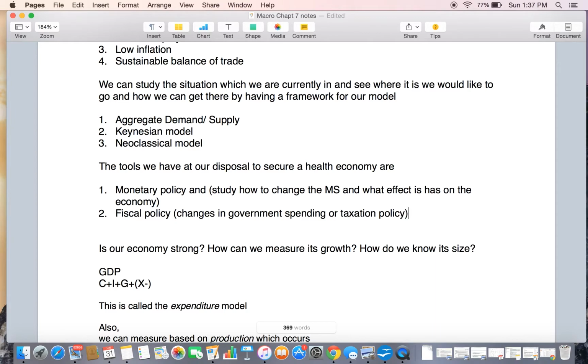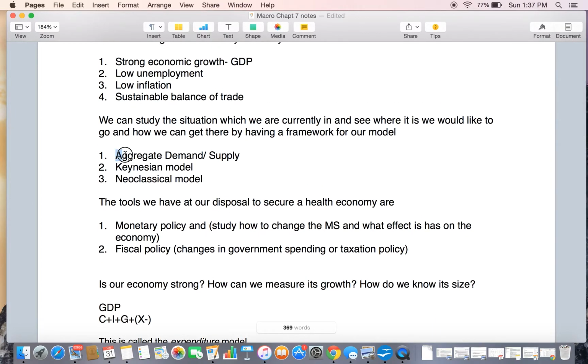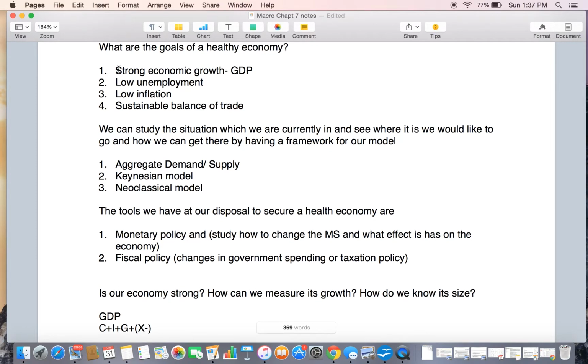How does this impact our aggregate demand and supply model from a Keynesian or neoclassical perspective? And thus, what are the impacts to economic growth, unemployment, inflation, and the sustainable balance of trade? So unemployment, I'll define that for you again.